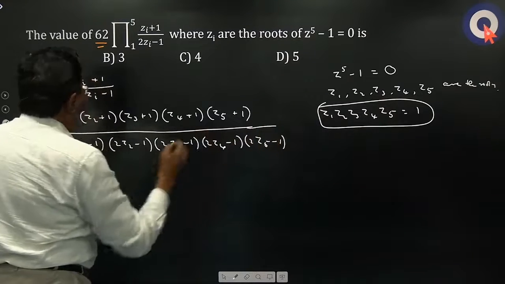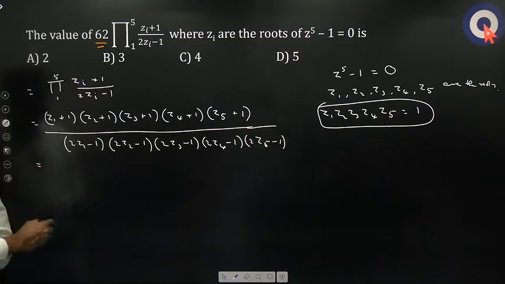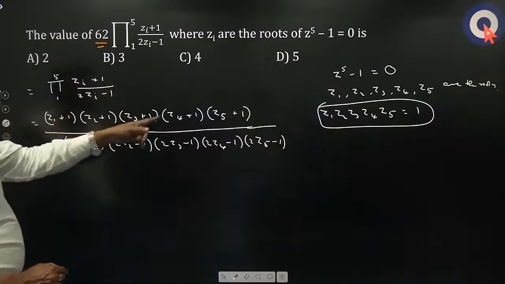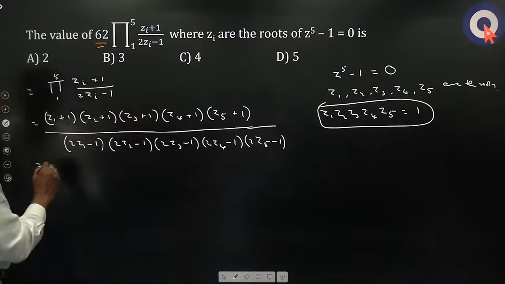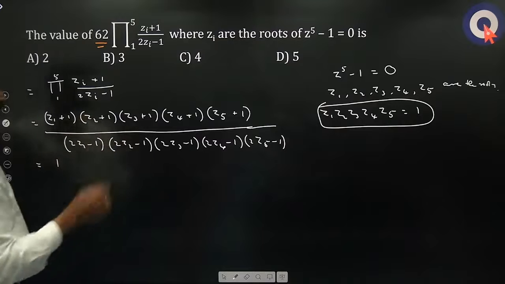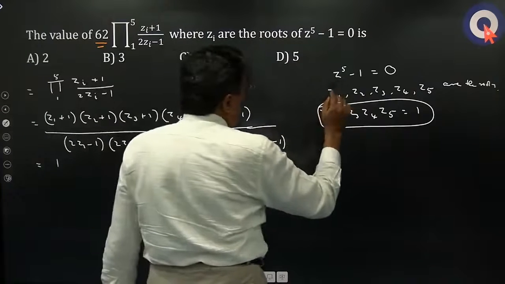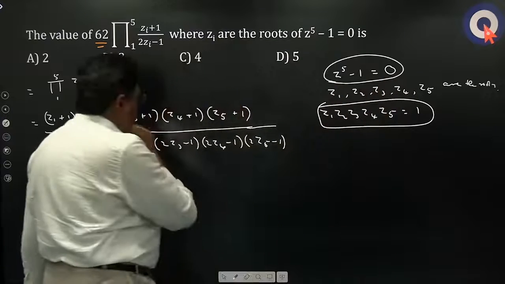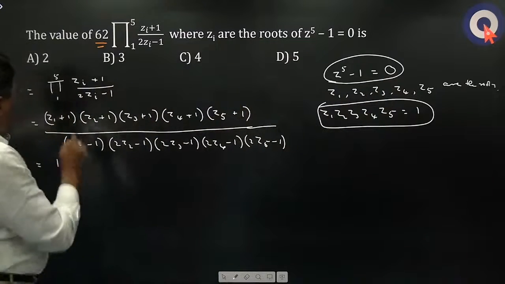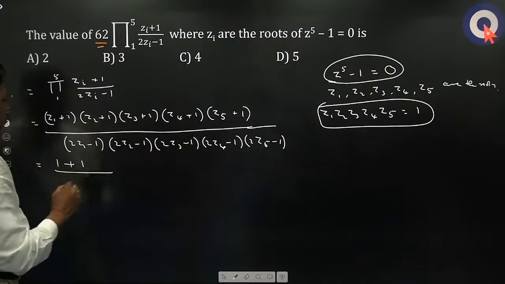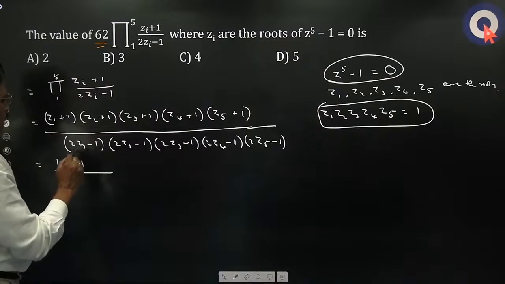So if you consider this, the product z1 z2 z3 z4 z5 is 1, and all other terms become zeros because the z power 4, z cube, z square, z terms are not there. So all other terms become 0, and 1 multiplied by 1, so that is 1. That remains. And in the denominator, same thing.